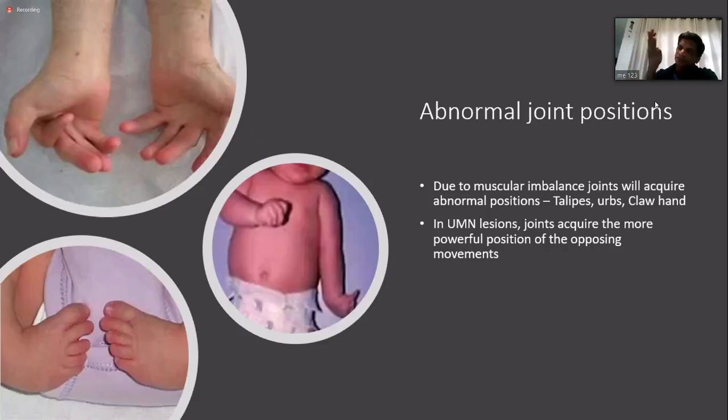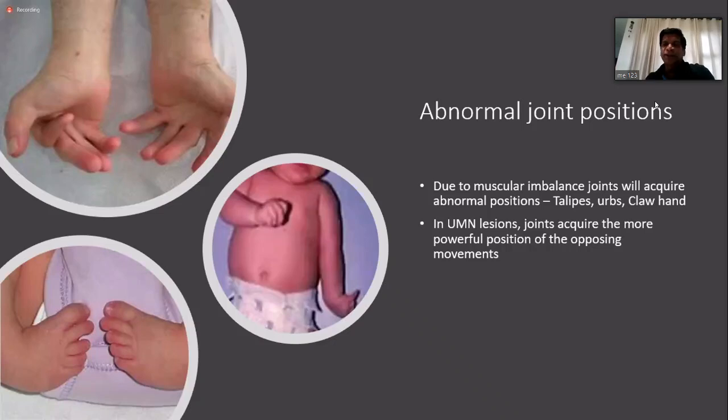In the thumb, it is thumb adduction. This movement is more powerful than this movement. In the shoulder joint, flexion and internal rotation. Supination or pronation, what is more powerful? Pronation is more powerful than the supination, right?